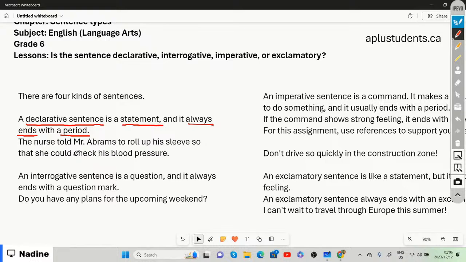Then we have an interrogative sentence. If you look at the word interrogative, think of somebody interrogating you. If somebody's interrogating you, then they're asking you a lot of questions, and if somebody asks you a lot of questions, you ought to give them an answer.